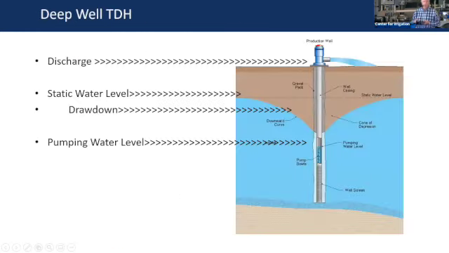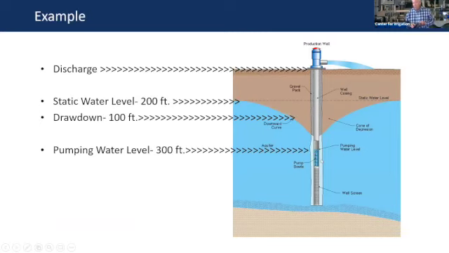It's just different things. Here's a deep well pump here, a diagram of that. You have your discharge pressure. You have your static water level here. This is where the water is before you turn the pump on. It draws down to the pumping water level down here. And all that has to be taken into account in a deep well. So for example, let's say we're at 200 feet here for static water level.